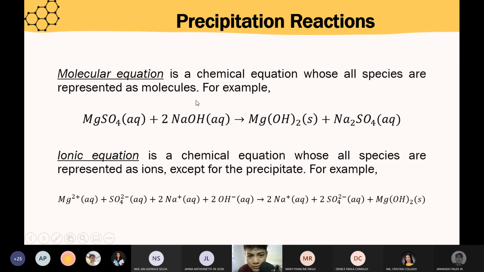Only those who are in aqueous phase, sila yung gagawin mong ions. Ano ba yung aqueous? Soluble. So, yung mga soluble, yun din yung aqueous. So, lagay mo lang siya doon. Ayan. So, ano pwede mo gawin dito? So, this is your ionic equation.